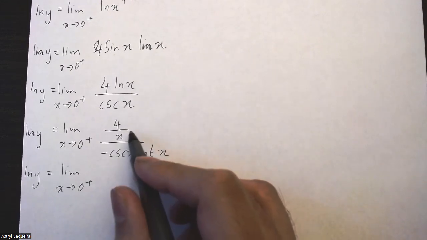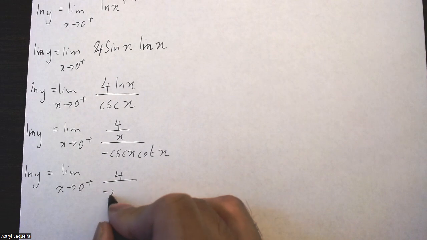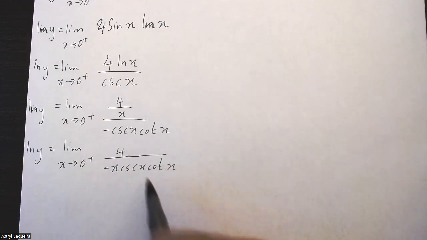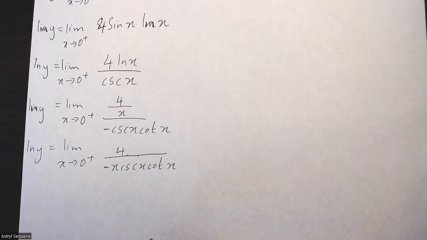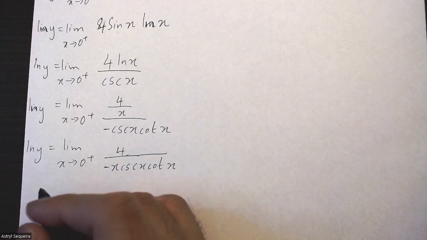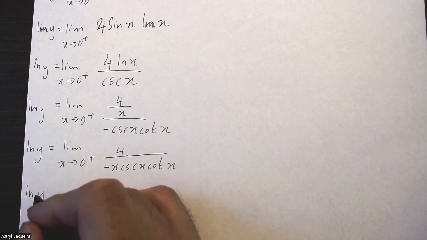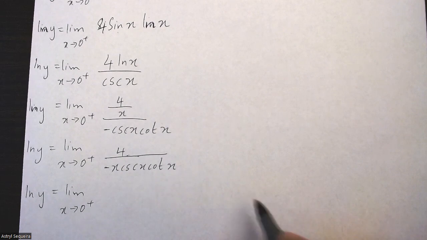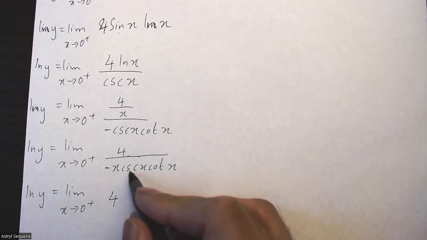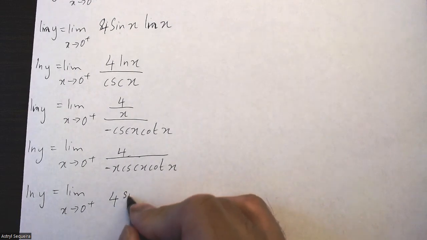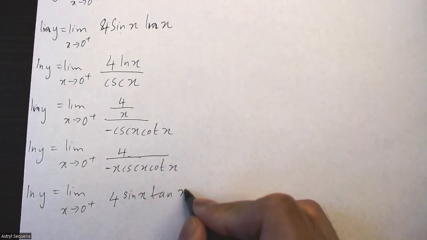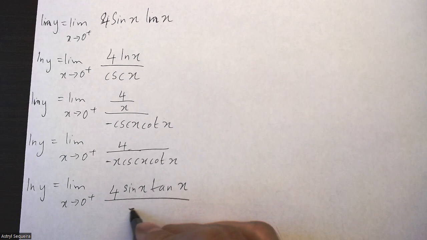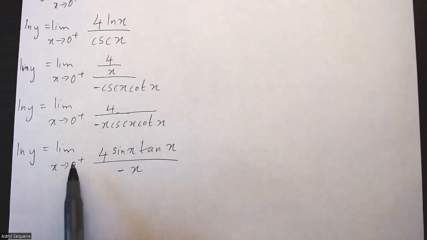So I'm going to combine my two denominators in this question. Then I'm going to turn the two reciprocals into the originals. That's 4 cosec's reciprocal is sine x, cot's reciprocal is tan x, and then divide by negative x. So now let me sub in 0 into this.